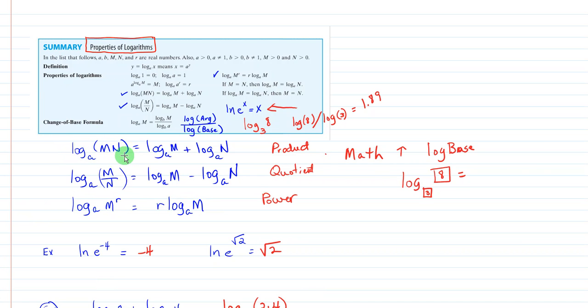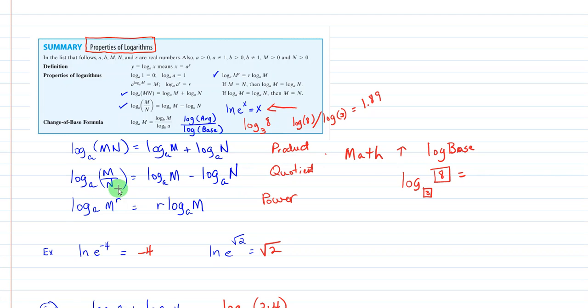The product rule or property says that if you have log base A of a product, here we've got m times n, you can separate that into two logs that are added. Bases are the same, but you're doing addition. So multiplication goes to addition. Likewise, if you have log base A of a quotient, it can be separated into two logs that are being subtracted. So that becomes important going either way, product to addition or addition to product, quotient to subtraction or subtraction to quotient.